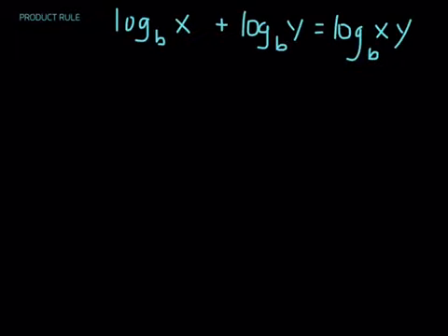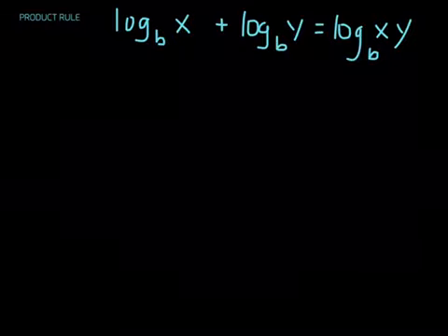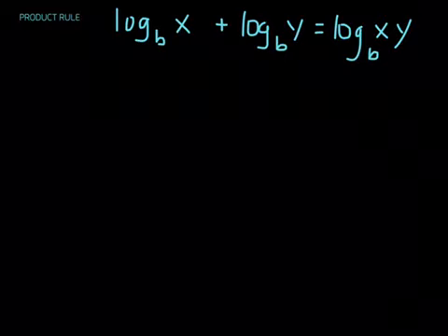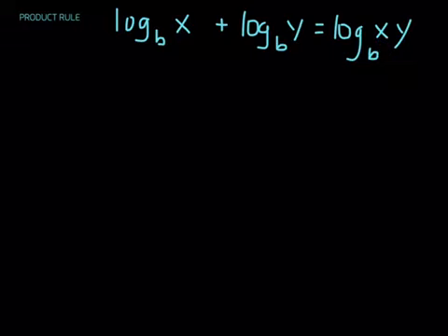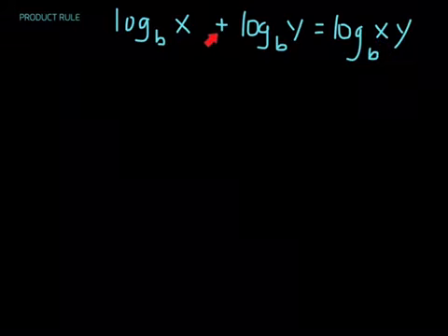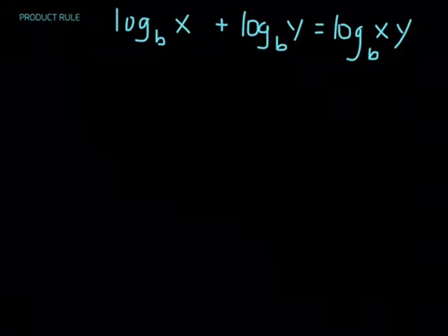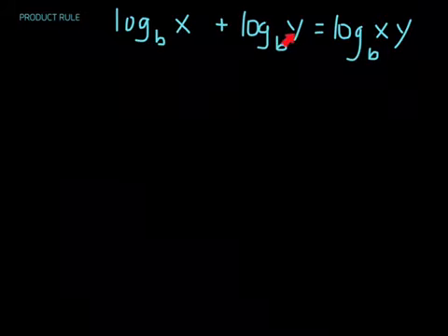Now, the rest of this section focuses on 3 different rules. The first of the 3 rules is called the product rule. Let me write it for you now. The product rule says log base b of x plus log base b of y can be rewritten as log base b of x times y. You can see this is a product, x times y. So you can always rewrite the sum of 2 logarithms as 1 logarithm, and you just multiply the arguments. X and y are the arguments, okay? Of course, the bases have to be the same.